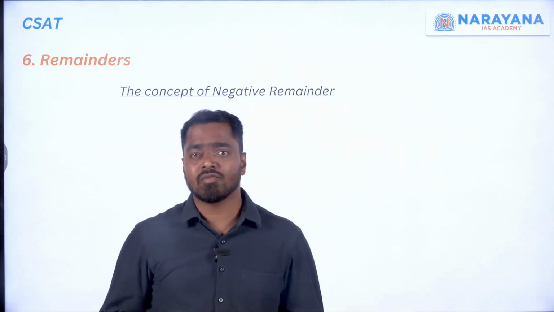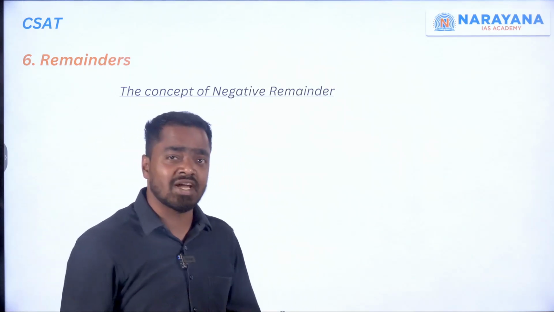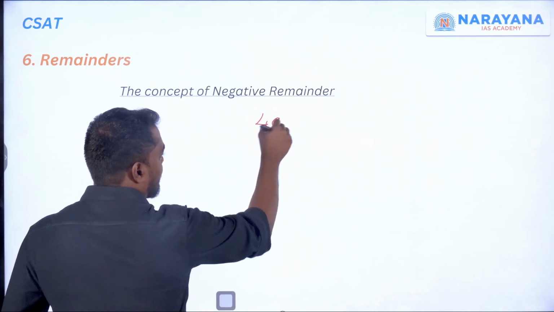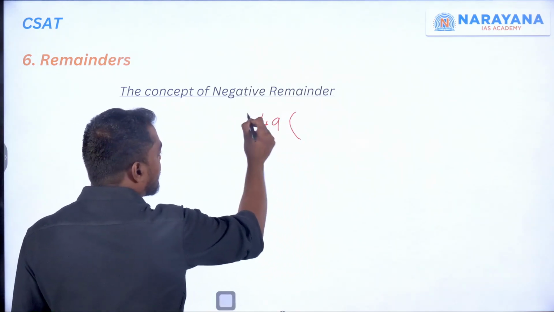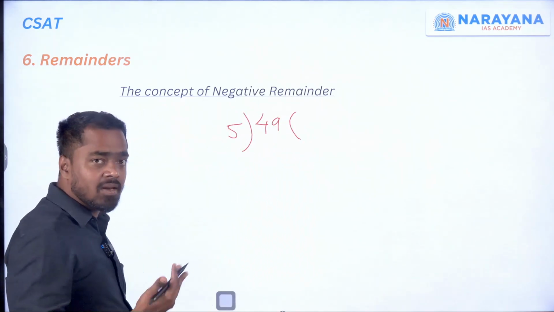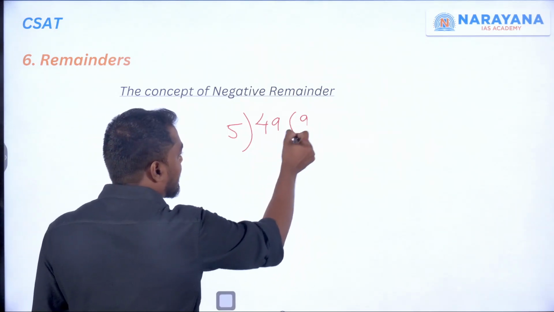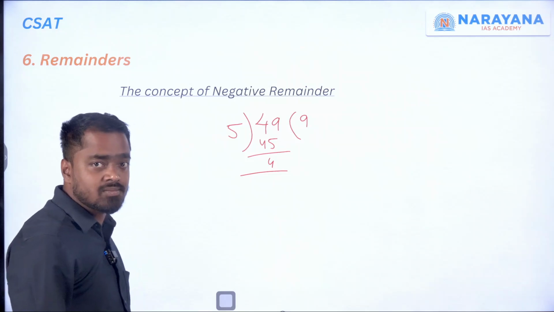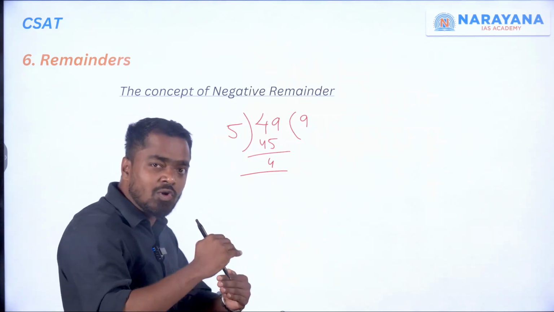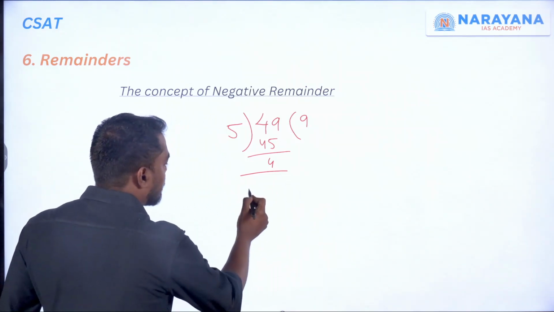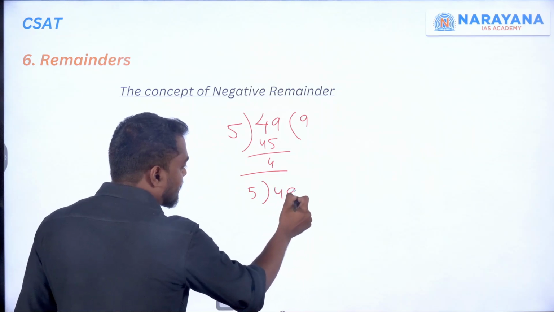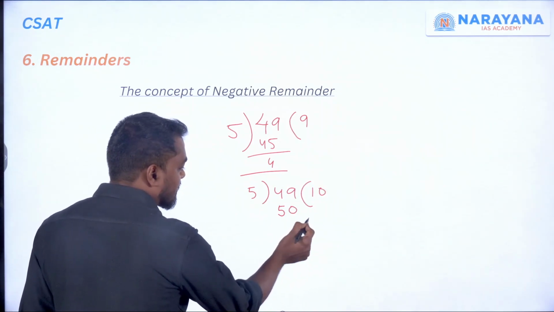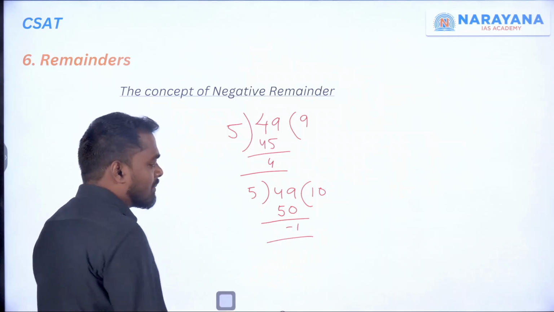Next, the concept of negative remainder. What is this negative remainder? For example, there is a number 49. Divide it with 5. So what is the remainder? 5 nines are 45. You are getting 4 as the remainder. Now, if you go one step ahead, if you divide the same 49 with 10, 5 tens are 50. You are getting minus 1 as the remainder.